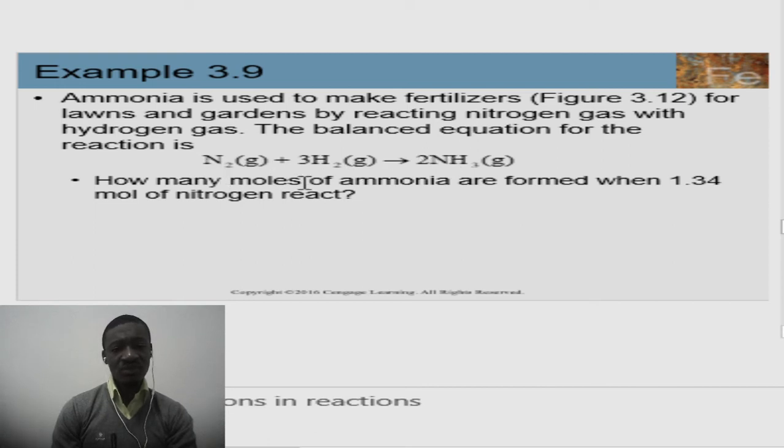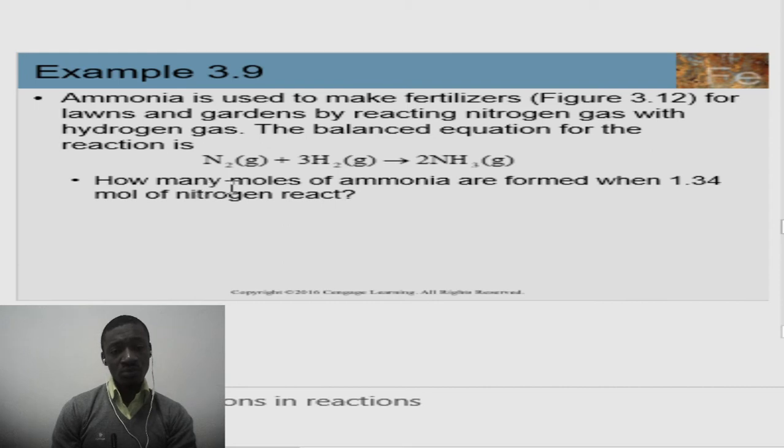So the question is, how many moles of ammonia will form when 1.34 moles of nitrogen react? Very interesting. So how many moles of ammonia will form when 1.34 moles of nitrogen react? Very important that you understand that the question is, if you change the amount of nitrogen, what will be the product? Because you know that 1 mole of nitrogen is what gives us 2 moles of the ammonia.